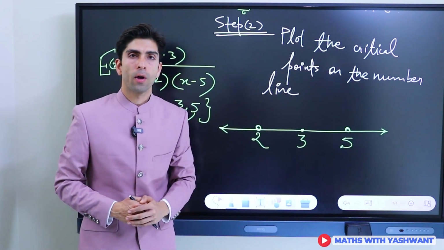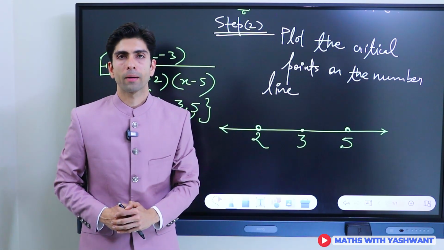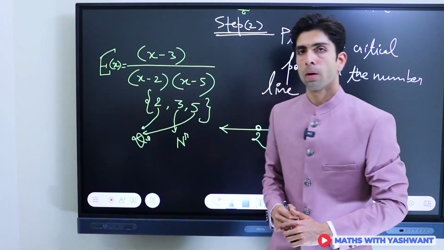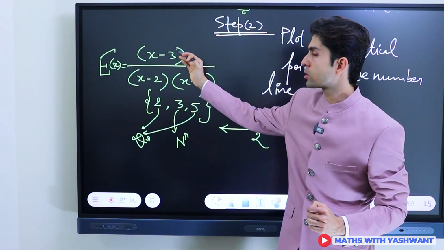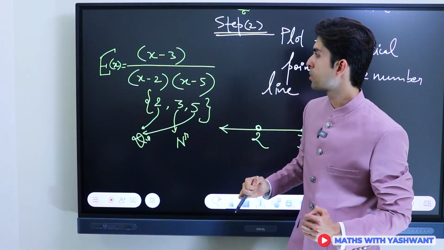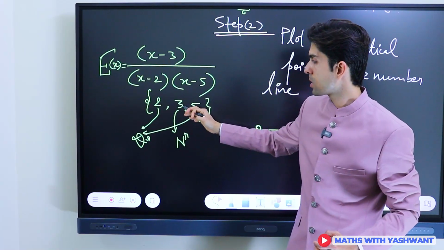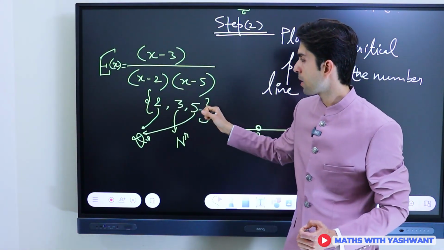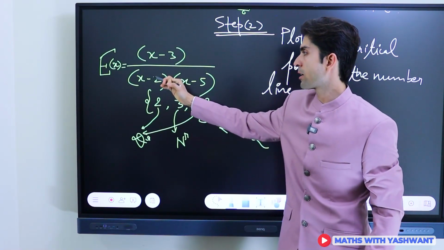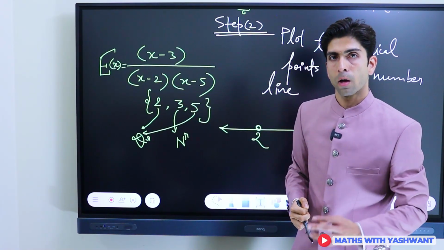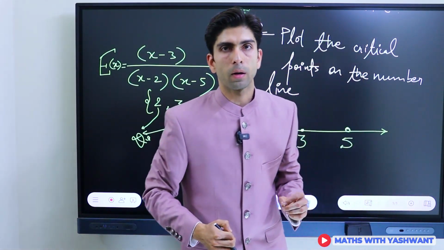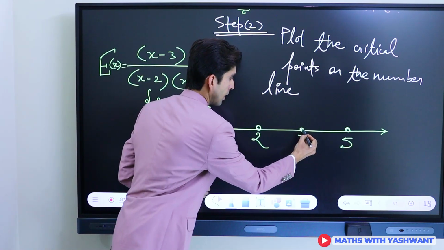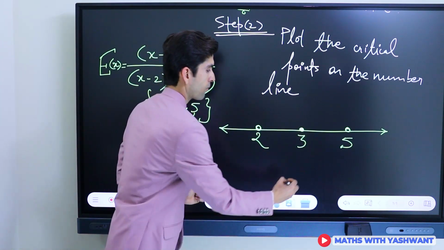Now in step 2, we plot the critical points on the number line in ascending order. For doing that, we have to be very careful. For the critical points that we get corresponding to the linear factors present in the numerator, like in this case we have critical point 3 that corresponds to the linear factor x minus 3 in the numerator, and the critical points 2 and 5 correspond to the linear factors x minus 2 and x minus 5 in the denominator. So the critical points that correspond to the numerator, we mark them using a filled circle on the number line. You can see I have marked 3 on the number line using a filled circle.